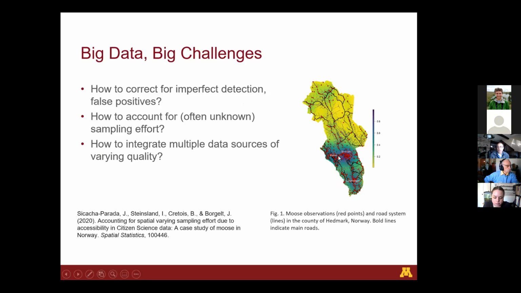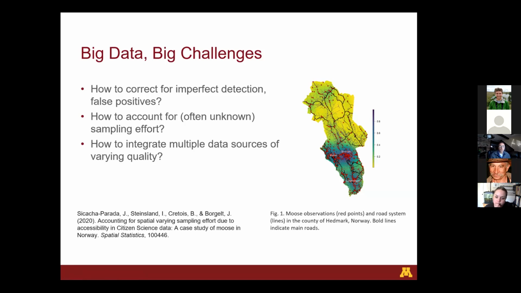So here are some observations of moose from a paper published in 2020 that show that these observations from citizen scientists tend to occur near roads. So as you might expect, if you just try and look at the environments where we see species, we may have a very biased view of what's important to them.